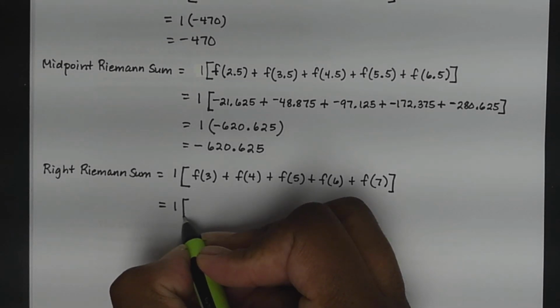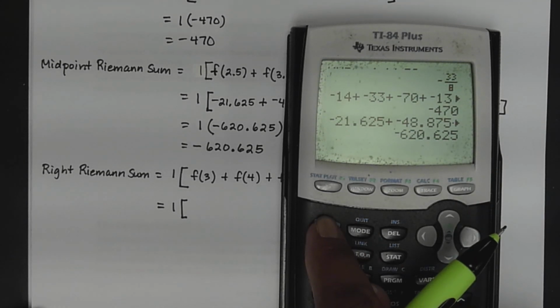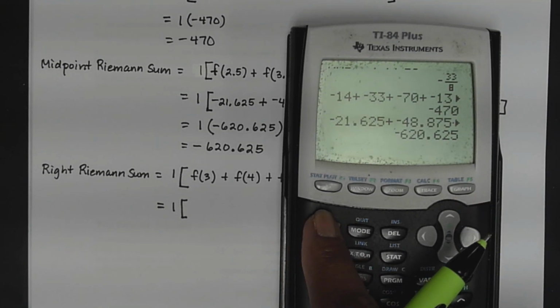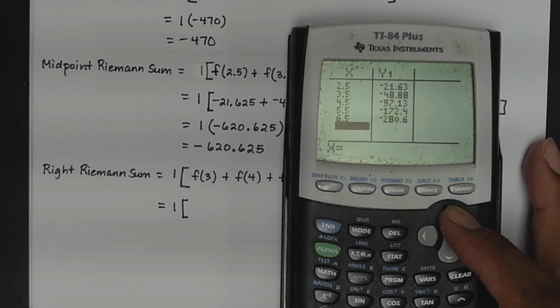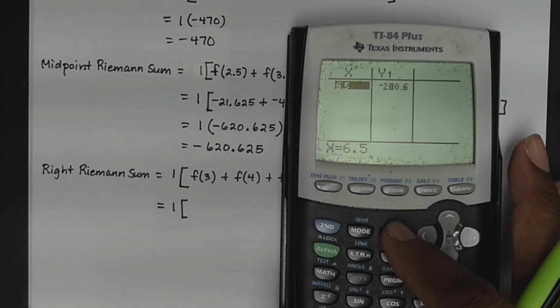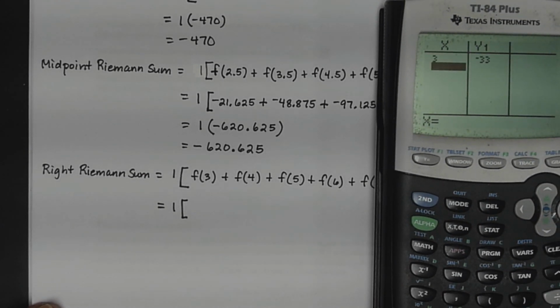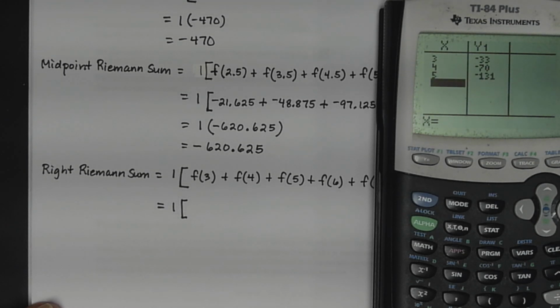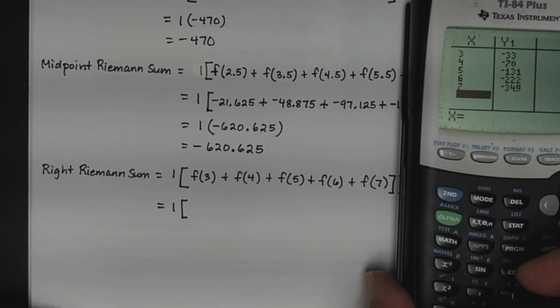Okay. And I've already got f of x equal to negative 6x minus 3 in the calculator, and I've already programmed it to ask for my x value. So we'll do second graph for the table. And I'm going to delete all of these by pressing the delete button, or DEL. Some of these I already have. So for f of 3, that's negative 33. F of 4, negative 70. F of 5, negative 131. F of 6, negative 222. But for f of 7, I'll need that. That's going to be negative 349.